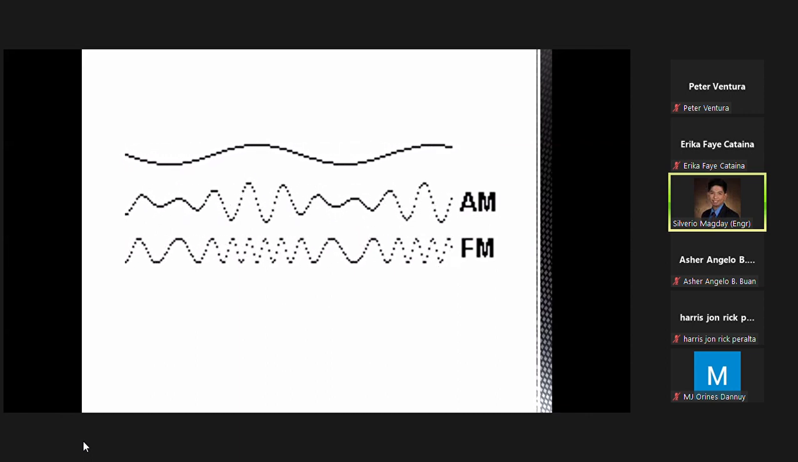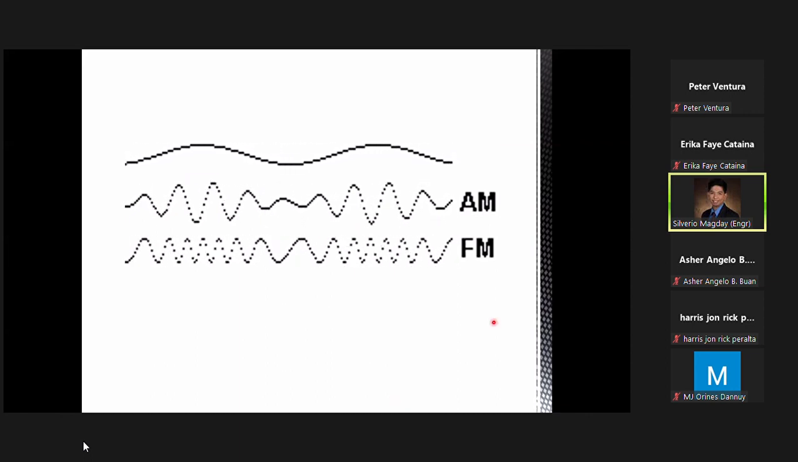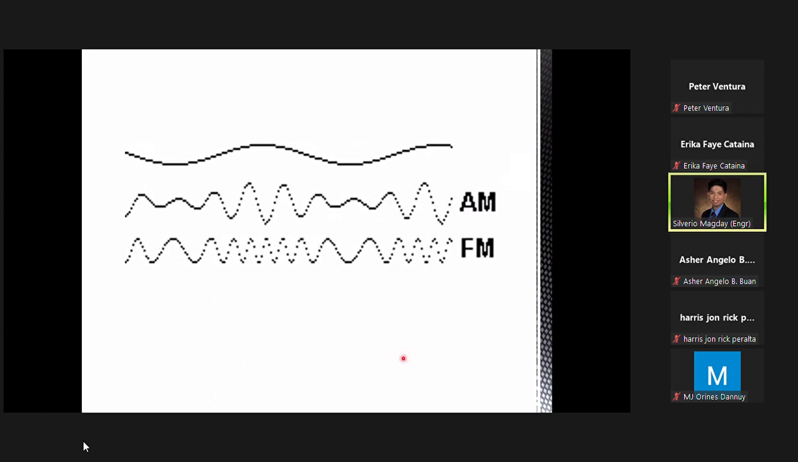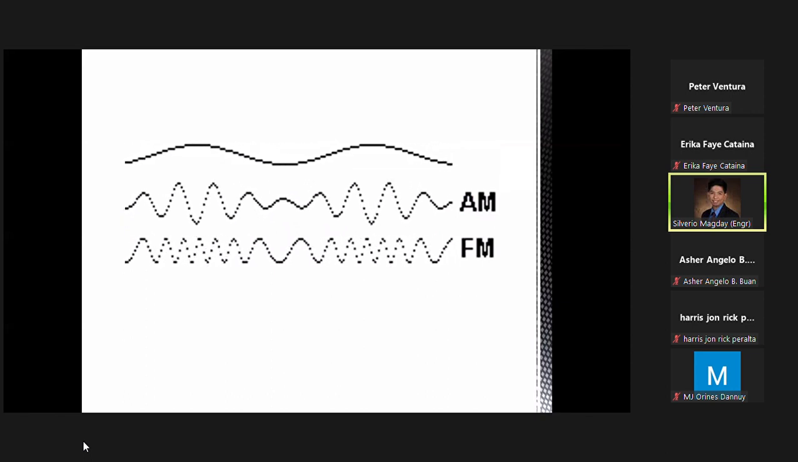Here, the image for your AM and FM. At the peak, these are the changing characteristics of your carrier signal.